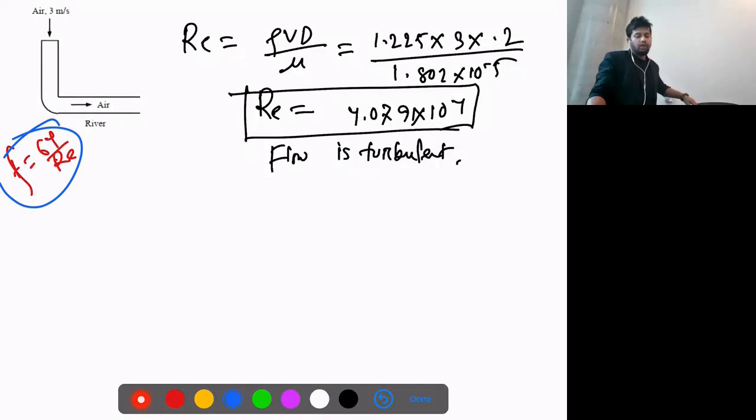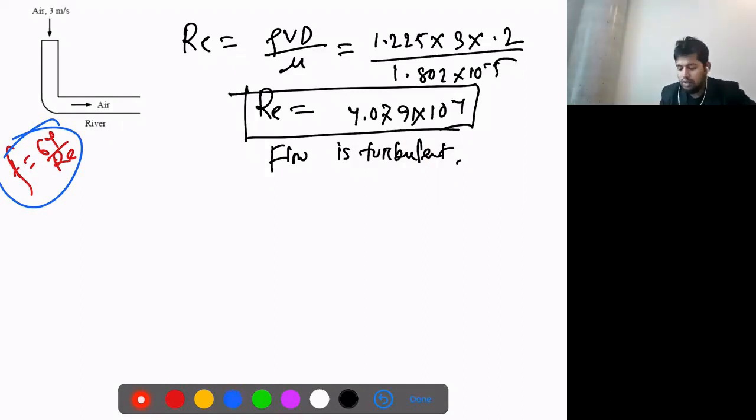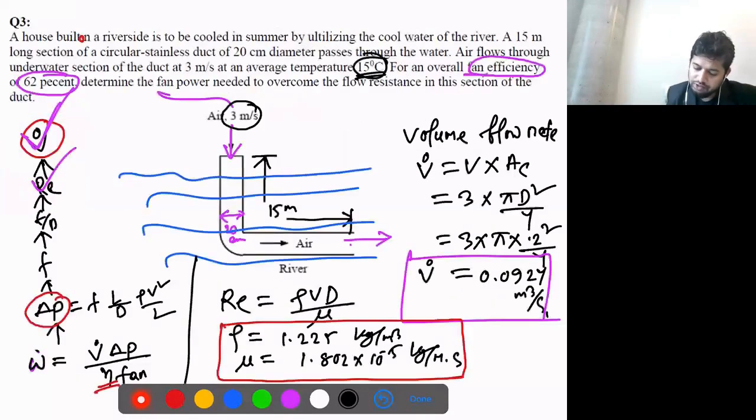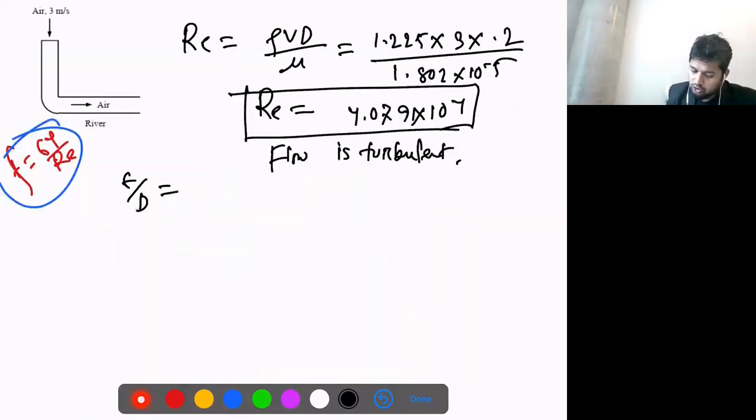So I've got it here. Now epsilon over D. What is epsilon over D? In this problem, look, what is the material? The material we have is stainless steel. So the epsilon value is 2 times 10 to the power negative 6, and the diameter is 0.2 millimeter. So the epsilon over D value will be 1 times 10 to the power minus 5.